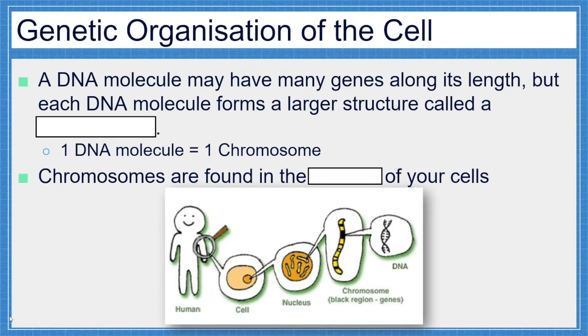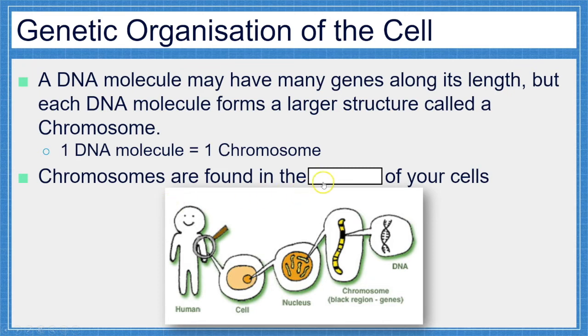Now, each DNA molecule forms a larger structure though. One whole DNA molecule forms something called a chromosome. Alright, so one DNA molecule generally equals one chromosome. So if we go back to that recipe book analogy, your chromosome is the book. It's the recipe book itself. Alright, and then in there are all the different recipes, or in the chromosome are all the different genes.